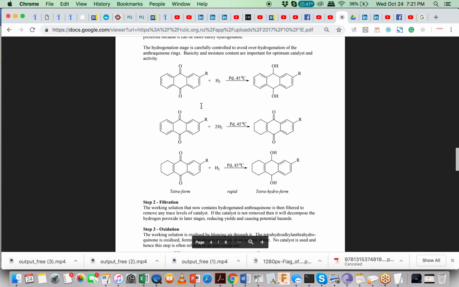The hydrogenation stage is carefully controlled to avoid overhydrogenation of the anthraquinone rings. Basicity and moisture content are important for optimum catalyst activity.